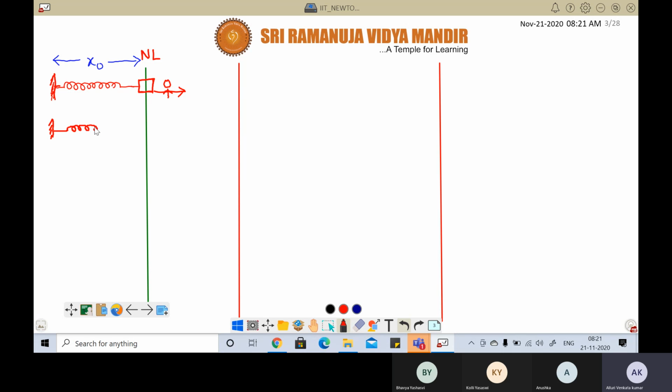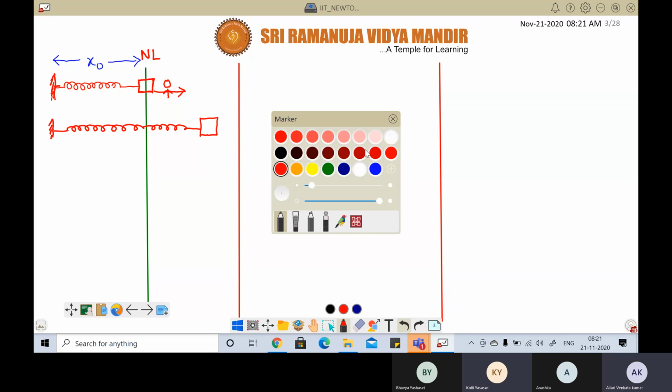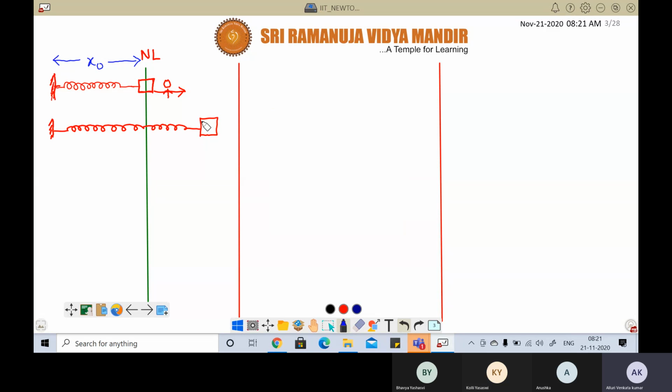Now what will happen to the spring? Compression or elongation? Elongation. So I have elongated it like this. Now I release the block. What will happen? The block will move a certain distance, and the spring will get compressed. In which direction will the block move? Towards the left side.